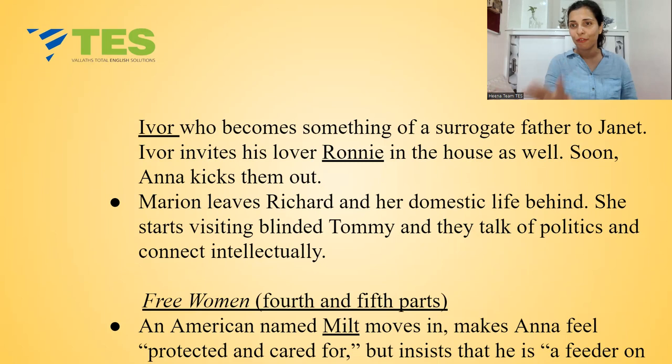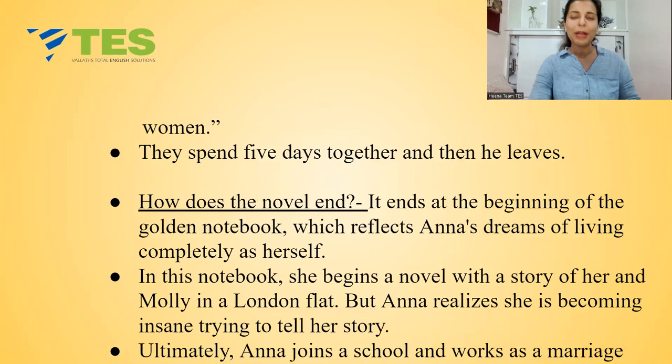Now, what happens here? An American named Milt moves in. Ivor is thrown out. Saul leaves. Now Milt has come. He's an American. He makes Anna feel protected and cared for, but insists that he is a feeder on women. They spend only 5 days together and then he leaves. What flings are these? How does the novel end?